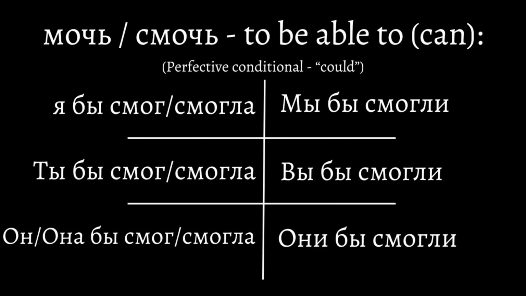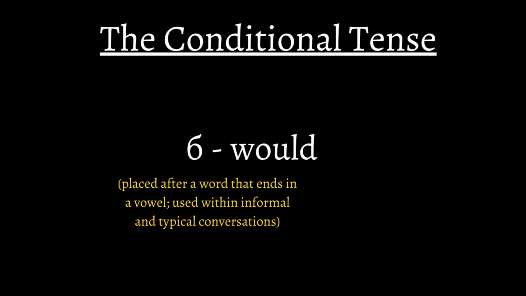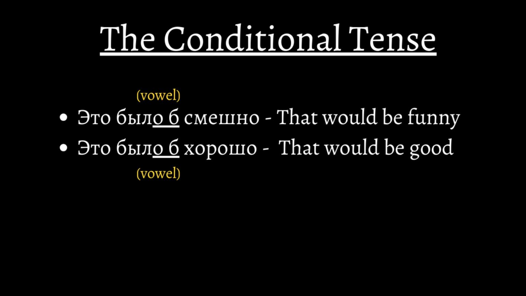In addition, I did say that бы can be shortened, which happens when the word бы is placed after a word that ends in a vowel and is used within informal and typical conversations. This can be shown in phrases like это было бы смешно, that would be funny, and это было бы хорошо, that would be good. This is how бы works in context, but there is no point in providing a lot of sentences, so that's that. Out of all the conjugations that I showed, the conditional in Russian is very useful when it's put in if sentences. This concept is for a future video, but showing just a few examples will not hurt anybody.